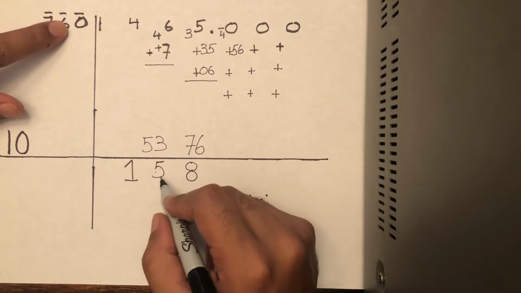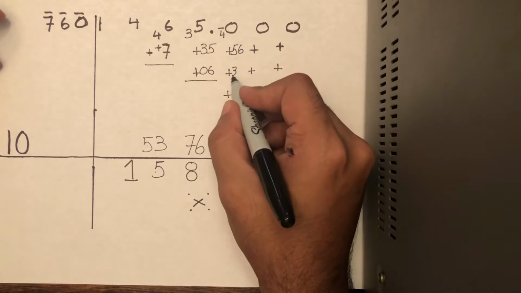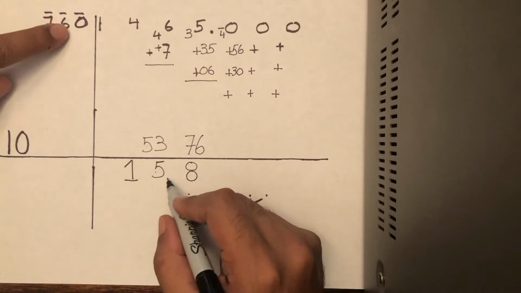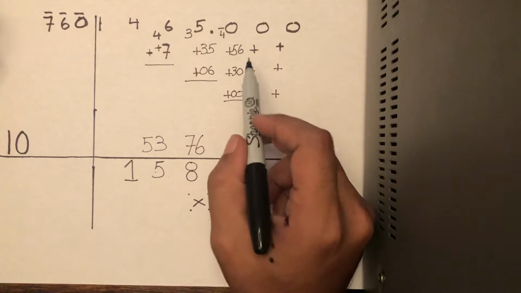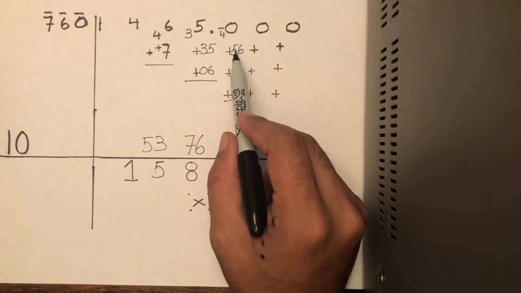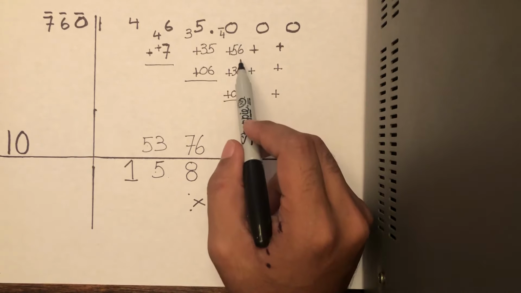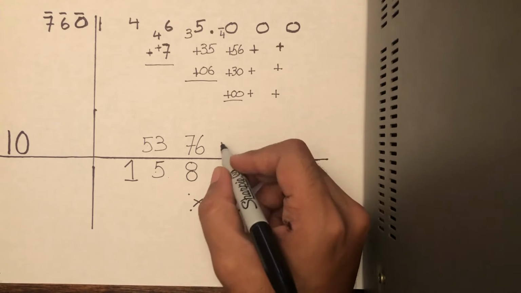Then we have 6 times 5 is 30. So just contrary motion, and 1 times 0 is 0. So you can do this many ways, but 56 minus 40 is 16. 16 plus 30 is 46.